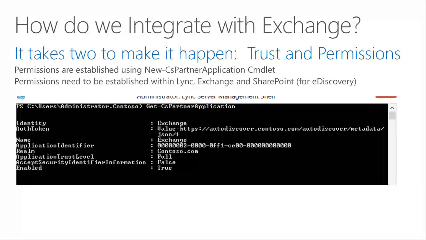So how do we integrate with Exchange? You have to have your OAuth, and then you set up permissions for it with the CS partner application. So you identify it as, hey, this is my partner application. I'm going to send my data there. Away you go.